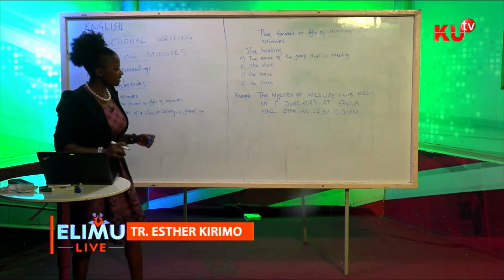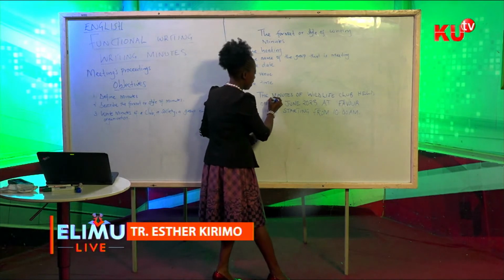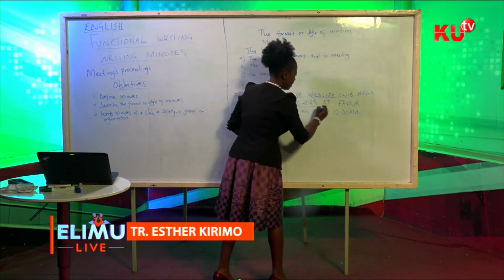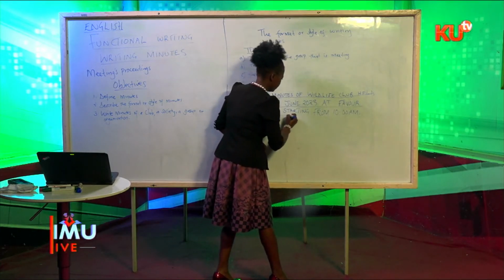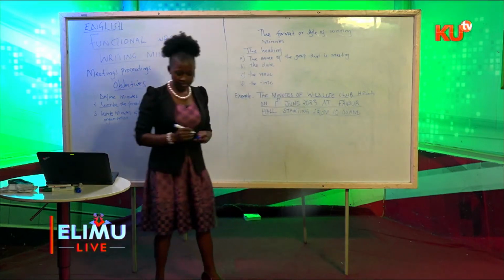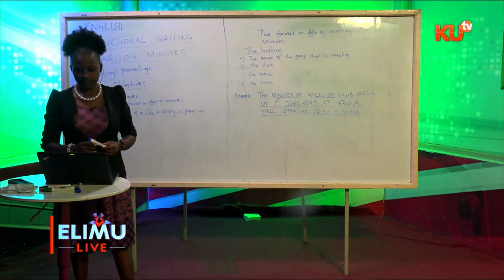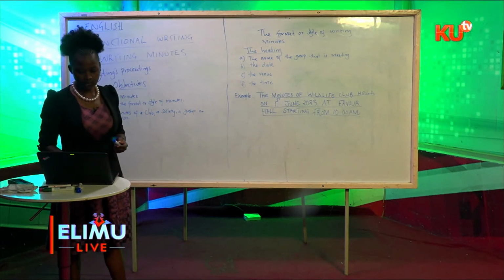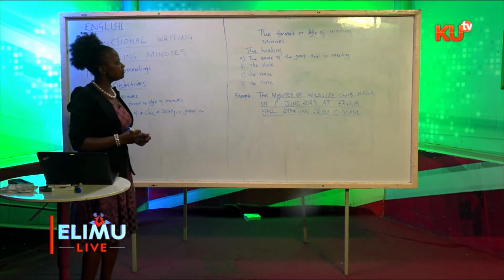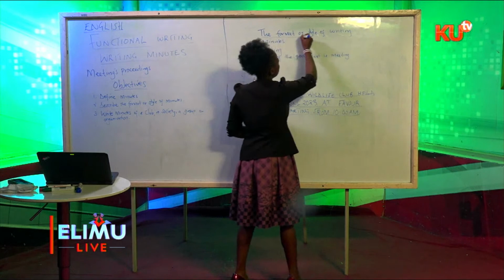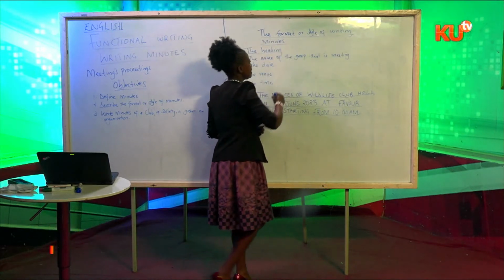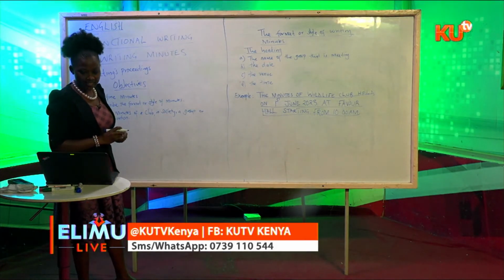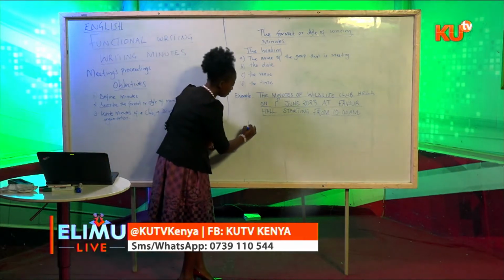So that, and then we have said, 1, it should be written in caps. Then 2, it should be underlined. So that is how your heading should look like. We are still looking at the format or the style of writing minutes. We have looked at the heading, and the second thing is the record of attendance.